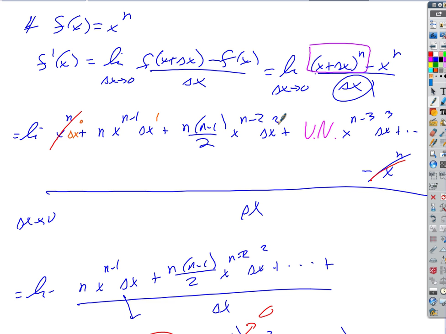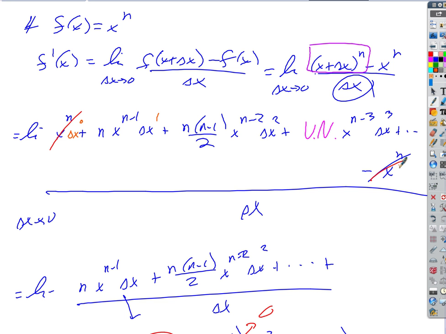And just all the way on out to the very last term of our expansion, which would be delta x to the n, right? There's a whole bunch of terms there. How many? n plus 1, right? We don't have to pin n down, it could be anything. And then we're subtracting our x to the n at the very tail end of all that stuff.